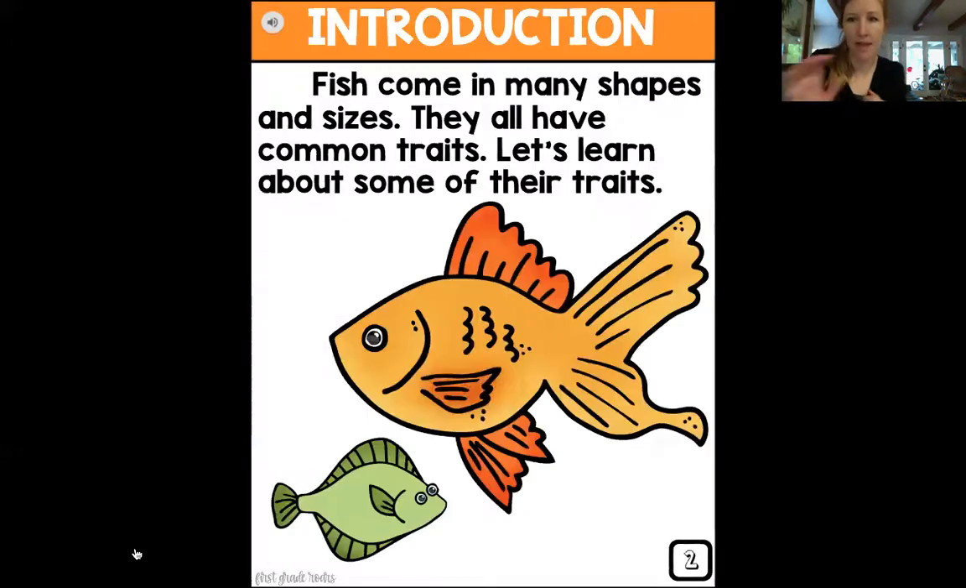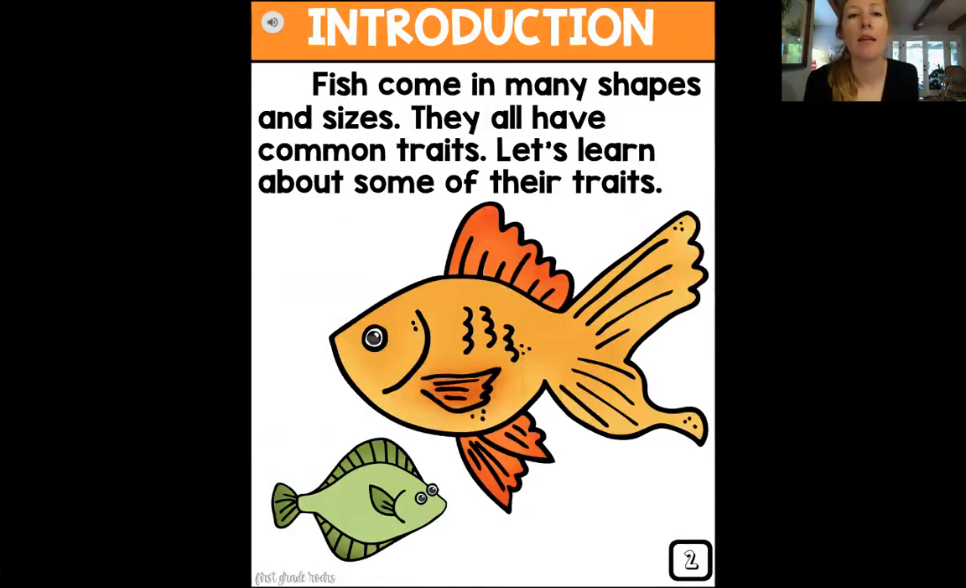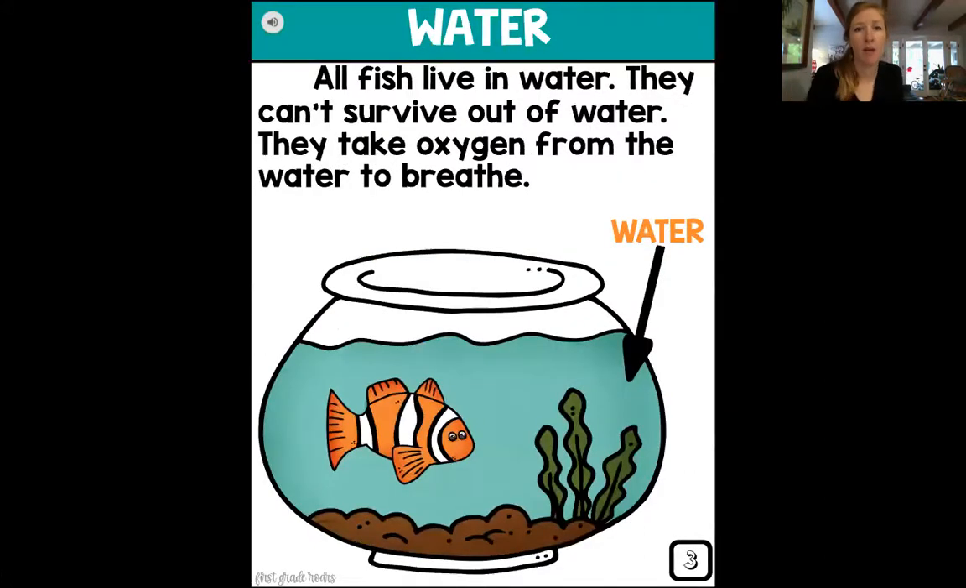So let's get started. Fish come in many shapes and sizes. They all have common traits. Let's learn about some of their traits. Okay. First, all fish live in water. They can't survive out of water. They take oxygen from the water to breathe.